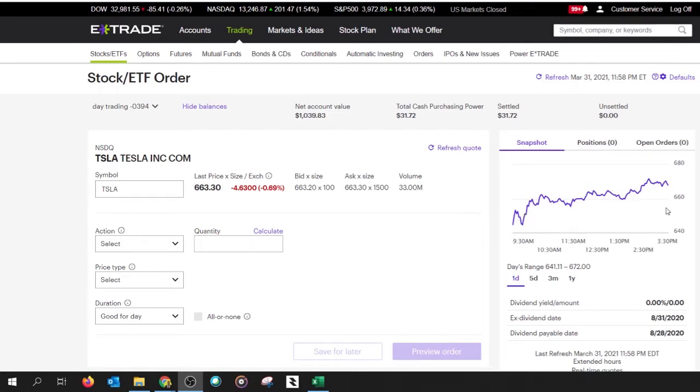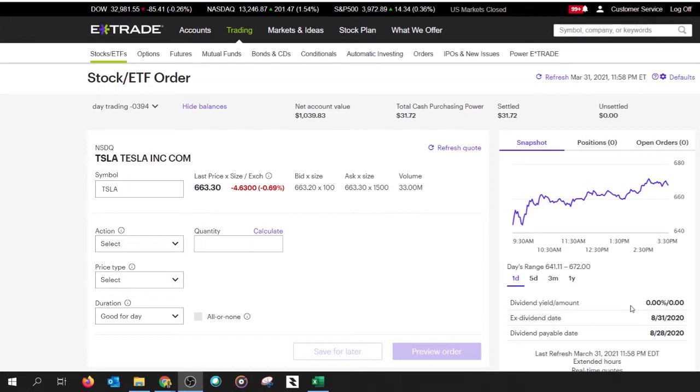So now this would be live. This would be happening if you're buying this in the middle of the market, so you would be seeing this move as the day progresses. And then over here, you just have some general information. You can see the day's range, and that is $641 to $672. So you can see what the stock traded at.